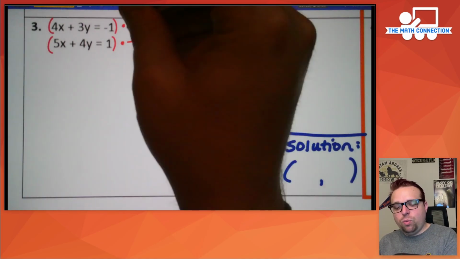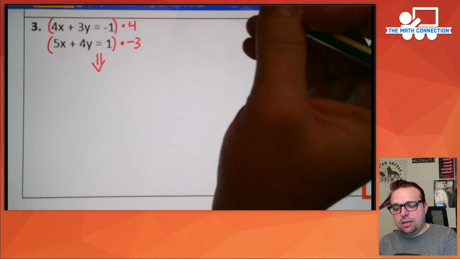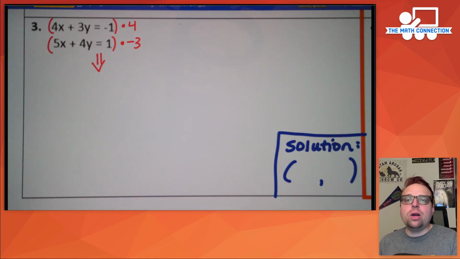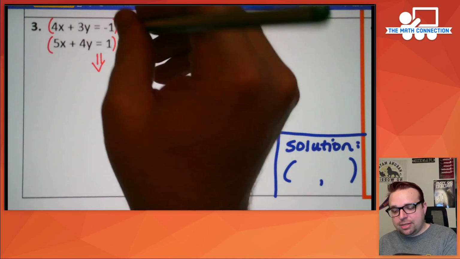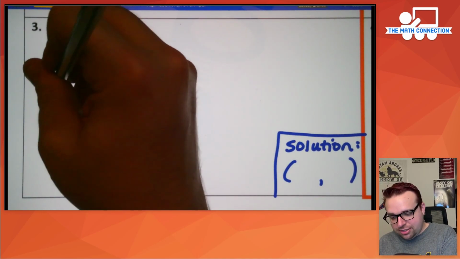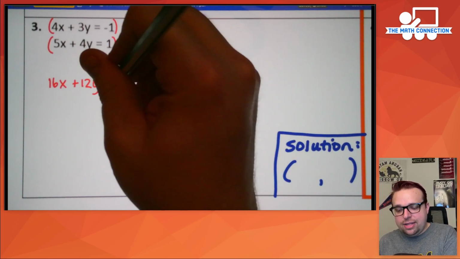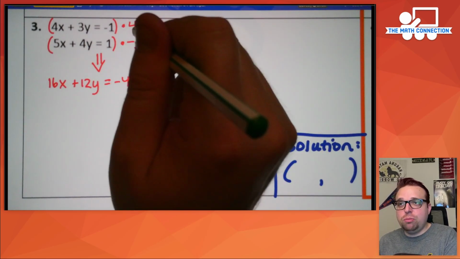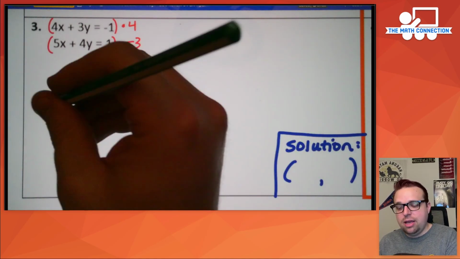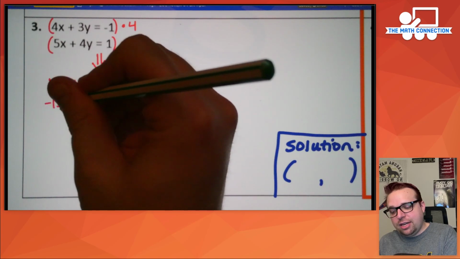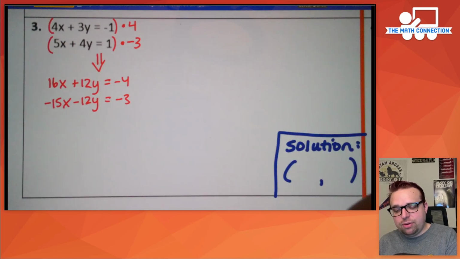Okay, so we now need to rewrite our system with what the new equations look like. The new equation on the top is going to be 4 times 4x, which is 16x, plus 12y, and then that's negative 4. I'm just distributing this 4 to every term inside, and the same for this. This is going to be negative 15x minus 12y equals negative 3.